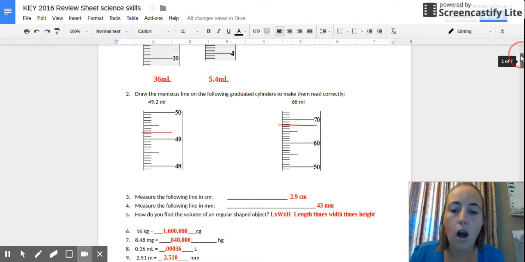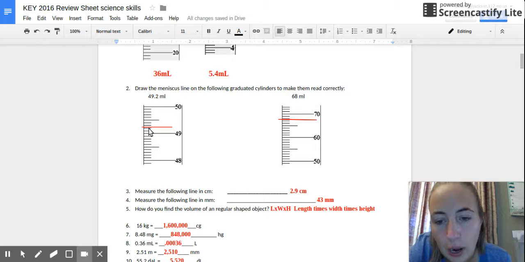On this one, I put in red lines here, almost as close to where I could get it. The red line should really be on that second line up from 49. And the one with 68 milliliters should be the second one down from 70. That one's a lot closer.